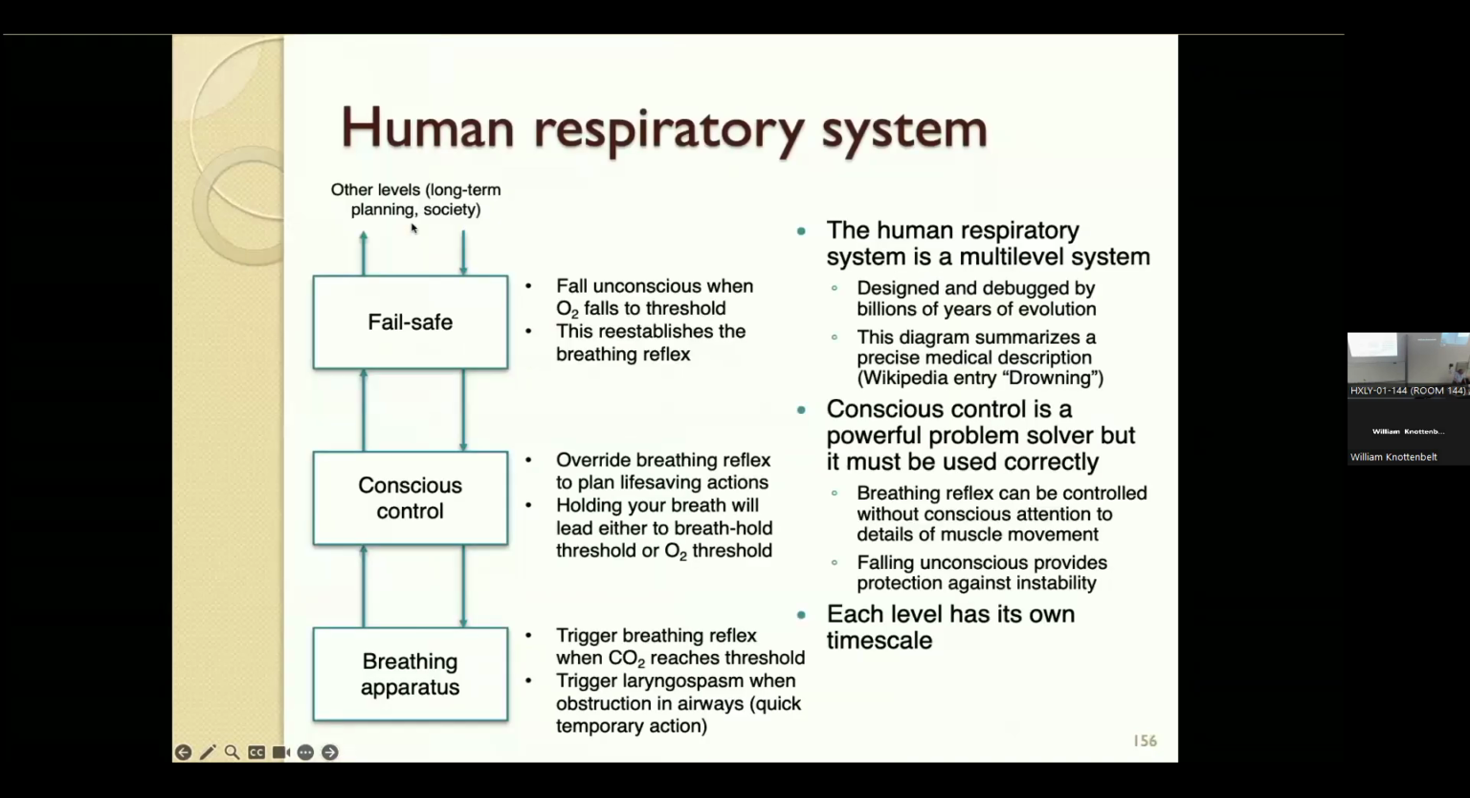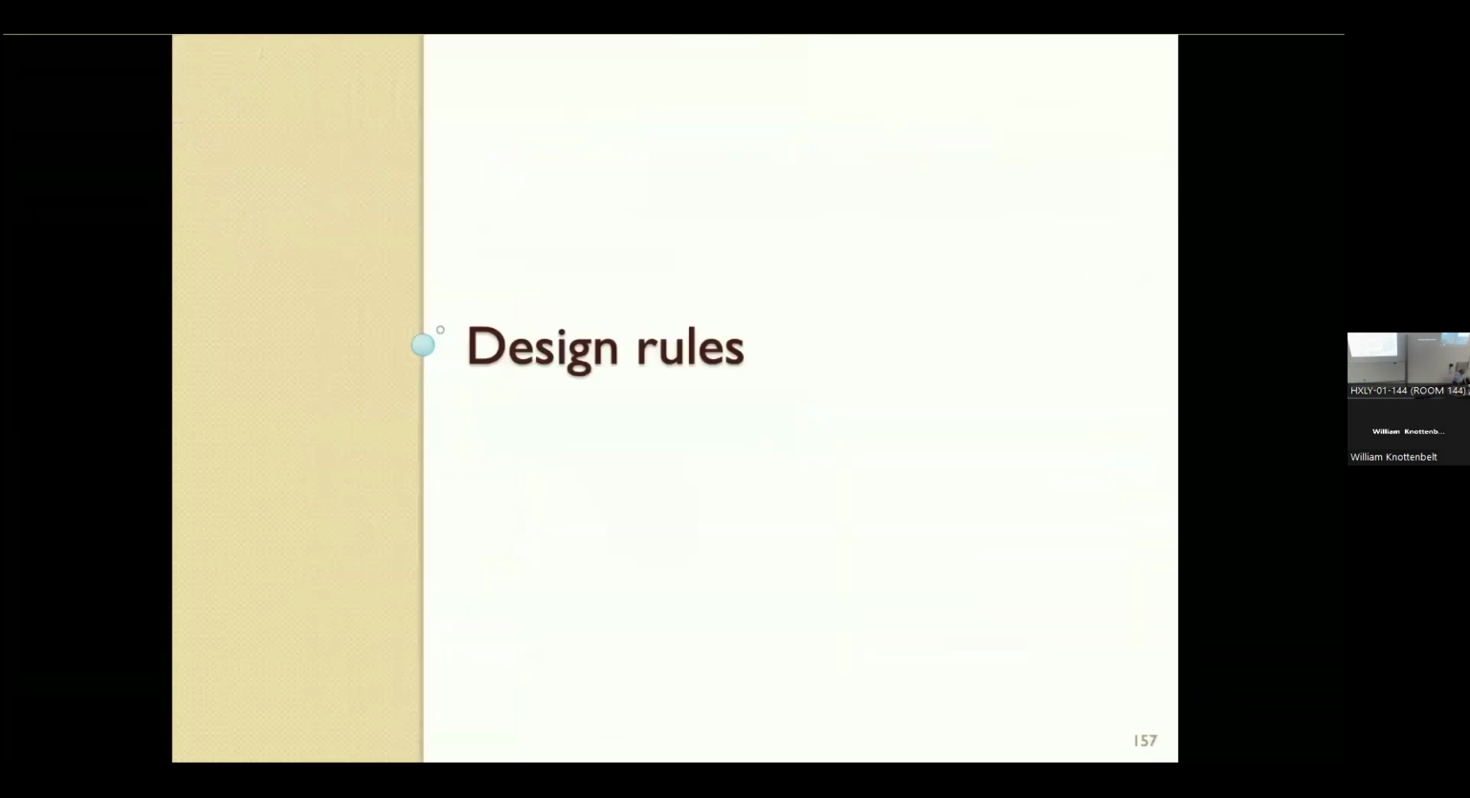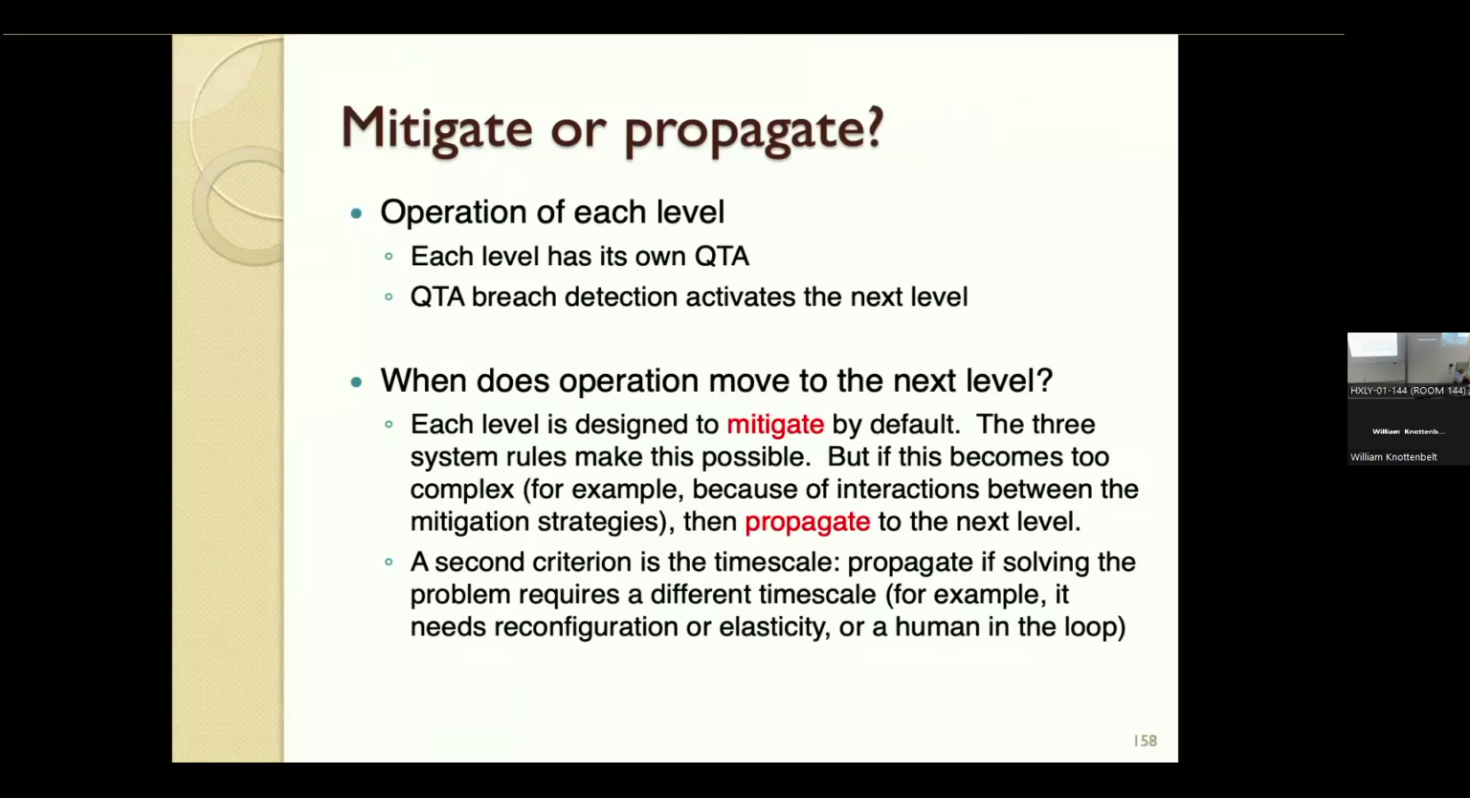Okay. There's also evolution. Evolution is the ultimate high level over millions of years. So this was designed by evolution, but if there are problems, they will eventually be corrected, right? Takes a long time. Very long time scale. Yes, indeed. Okay, so some design rules.